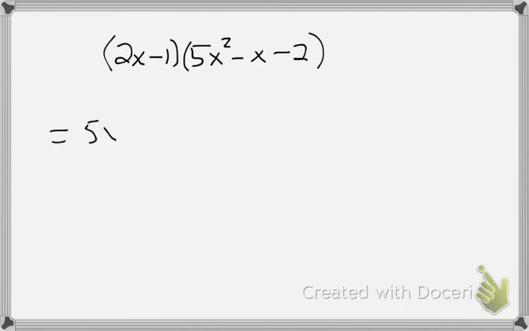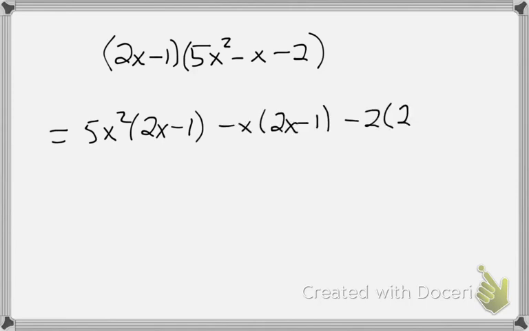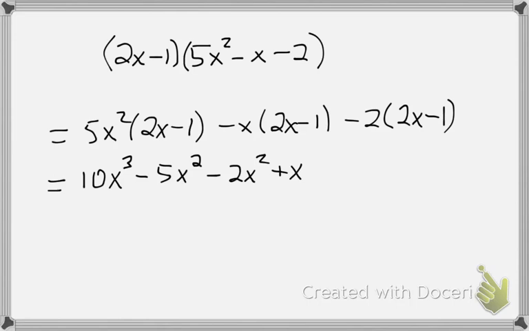Brute force, 5x squared, 2x minus 1. Minus x, 2x minus 1, minus 2, 2x minus 1. Do you guys see that? Right? Each term. And then what do you have to do? Distribute some more. All right. So that's going to give you 10x cubed minus 5x squared. You guys on board? Minus 2x squared plus x minus 4x plus 2.